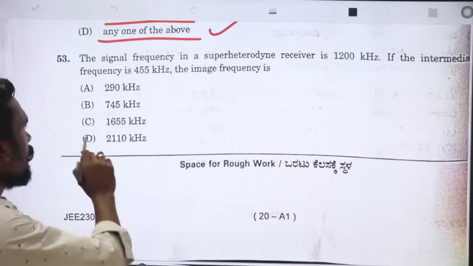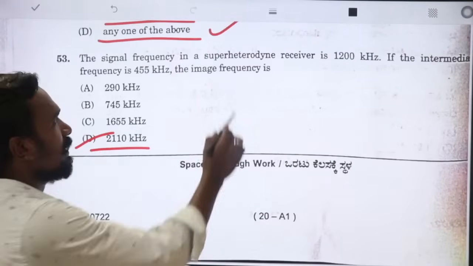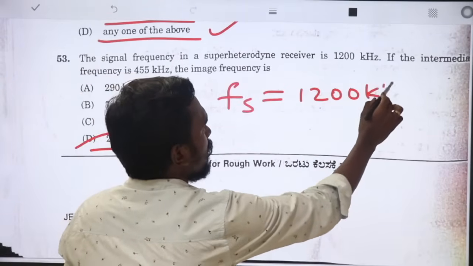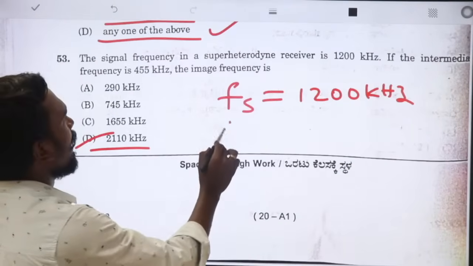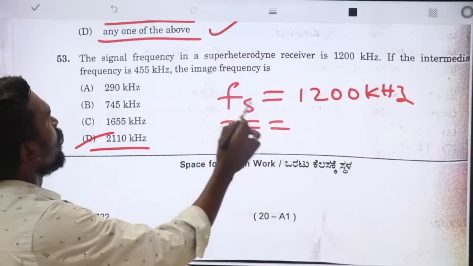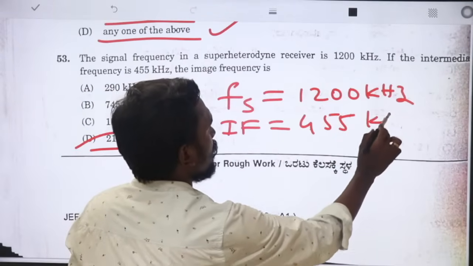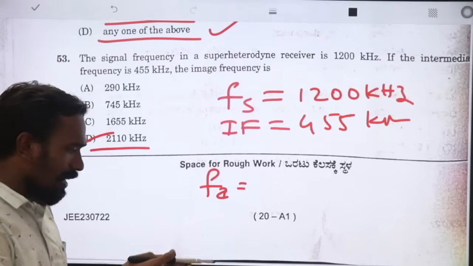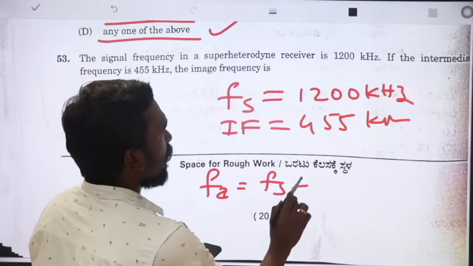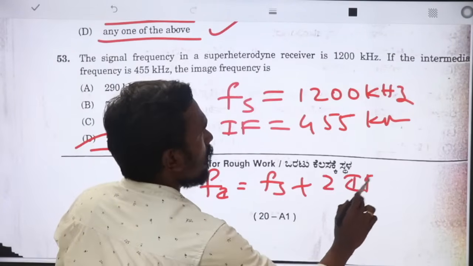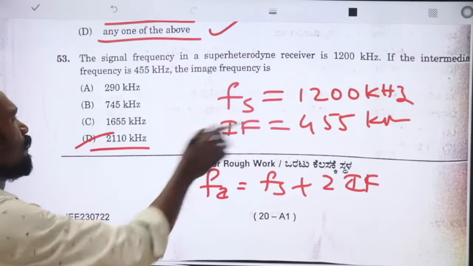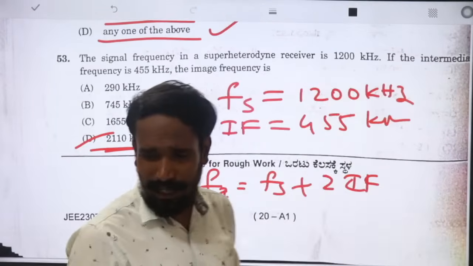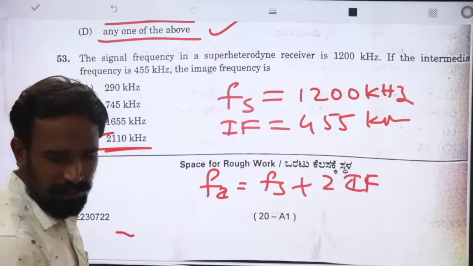how much will you get? 2110 kilohertz. For 53 answer, they gave Fs, that is 1200 kilohertz, and IF, intermediate frequency, that is 455 kilohertz. Then the image frequency is equal to Fs plus 2 into intermediate frequency. 1200 plus 2 into 455, you will get option D, 2110 kilohertz. Very good.